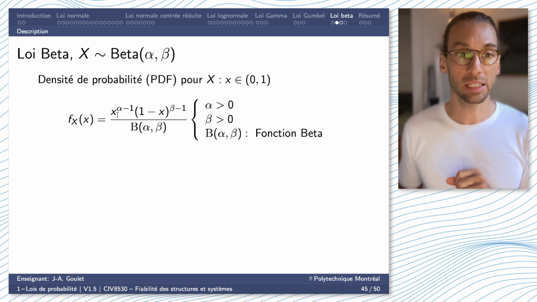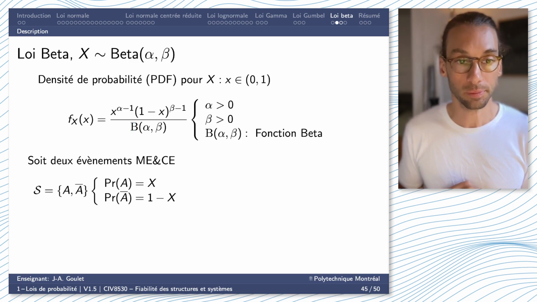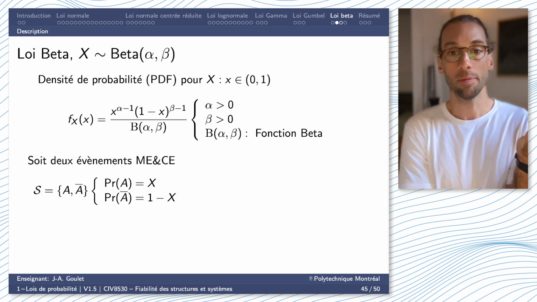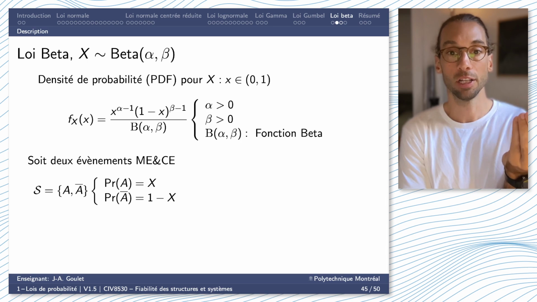It's going to be x to the power alpha minus 1 times (1 minus x) to the power beta minus 1, divided by B of alpha and beta, where that B is the beta function, which simply represents a normalization constant for the numerator that we have here. And a special property about the beta is that it's very useful to model the uncertainty we can have about a probability.